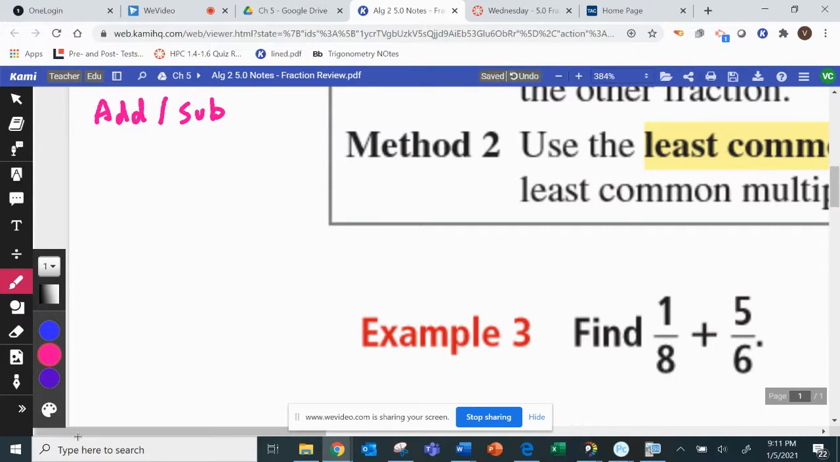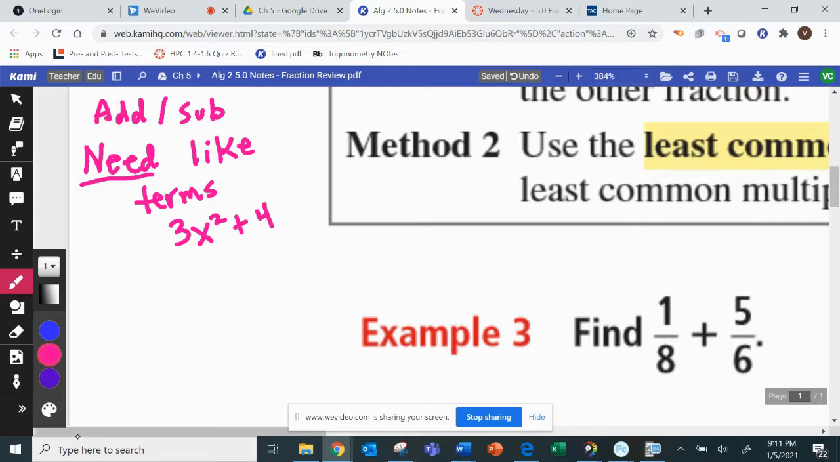we need like terms. For example, if I were going to add together 3x squared plus 4x, I couldn't add those together because they're not like terms. So this would just be 3x squared plus 4x.